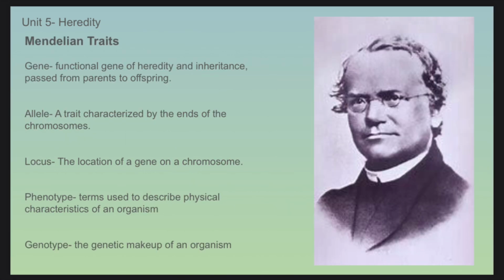Alright, let's learn about Mendelian traits. A gene is basically a functional unit of heredity and inheritance, passed from a parent to an offspring. An allele is a specific version of a gene. A locus is the location of a gene on the chromosome. A phenotype is used to determine physical characteristics of an organism, like eye color, hair color, skin color. Genotype is the genetic makeup of the organism, just what they're made of, generally.